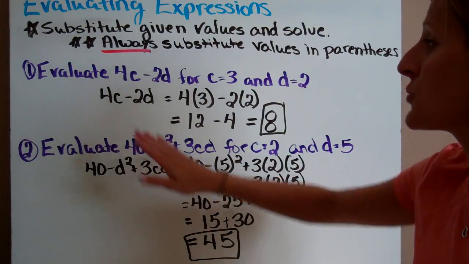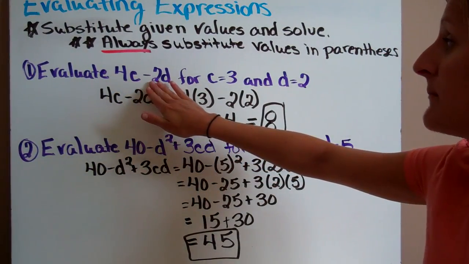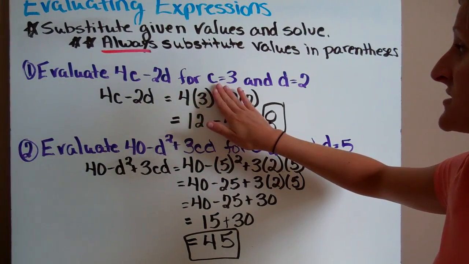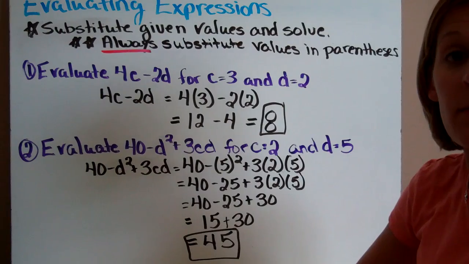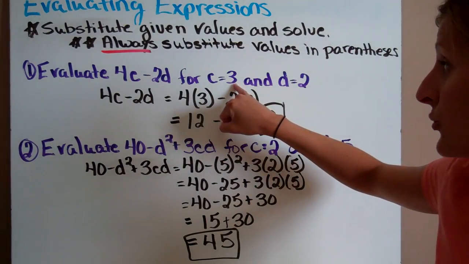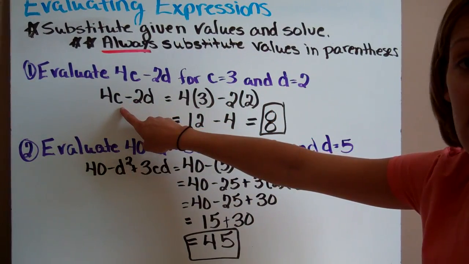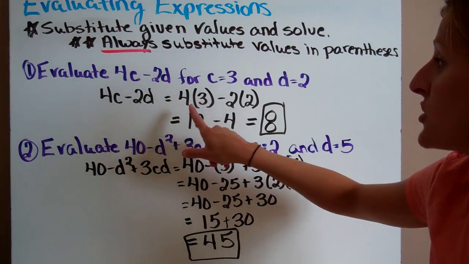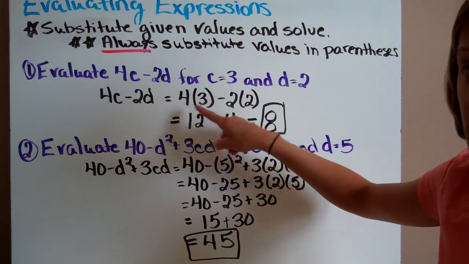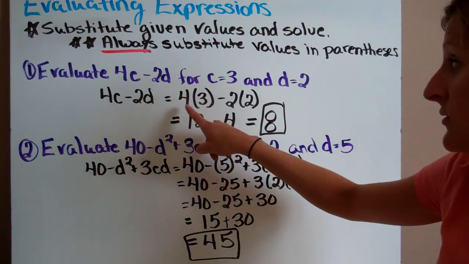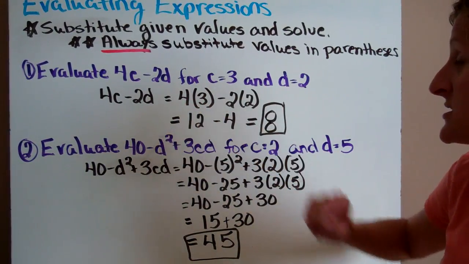Okay, so this first one we have evaluate 4c minus 2d. c is going to equal 3 and d is going to equal 2. So what I'm going to do is I'm going to take the 3. Where I see c, I'm going to put 3 in. So instead of 4c, it's going to be 4 times 3. Where this is 4 times c, c is 3, so I do 4 times 3.